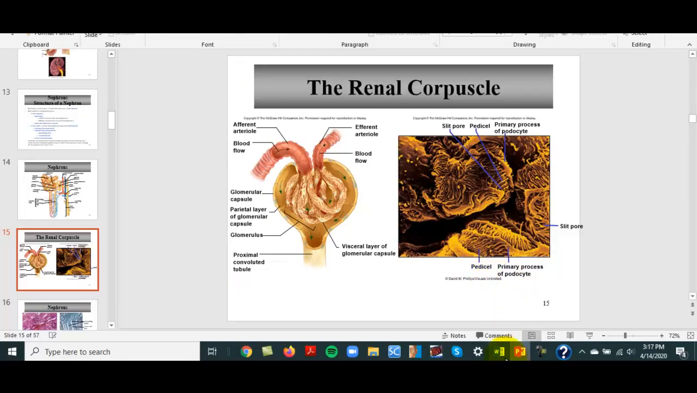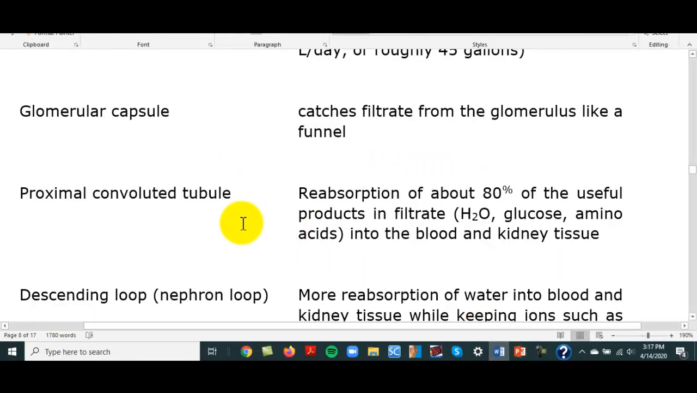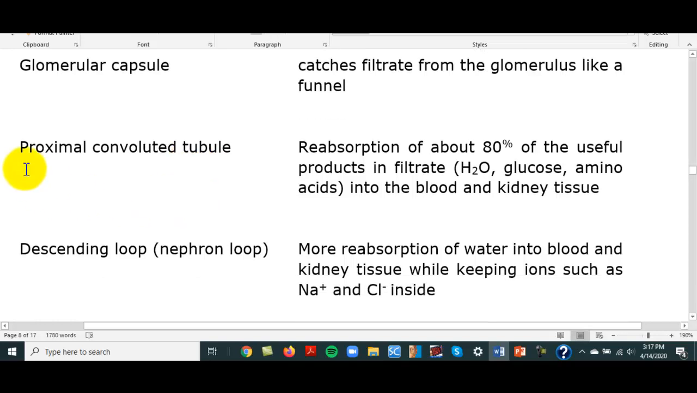Each kidney has 1 million of those. So that's how the kidneys are functioning. The proximal convoluted tubule. Now this is important. Reabsorption of about 80% of the useful products in filtrate, water, glucose, amino acids, into the blood and kidney tissue.